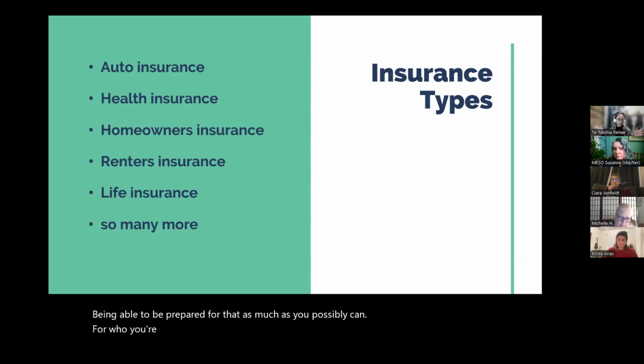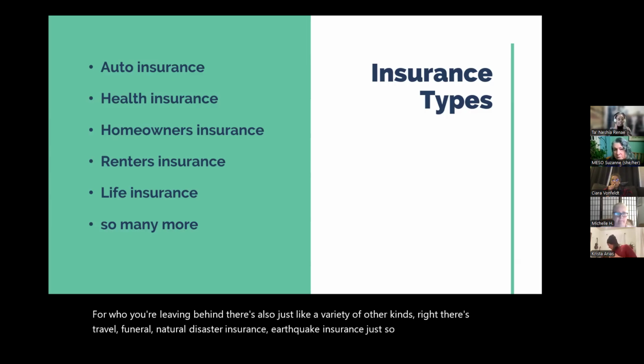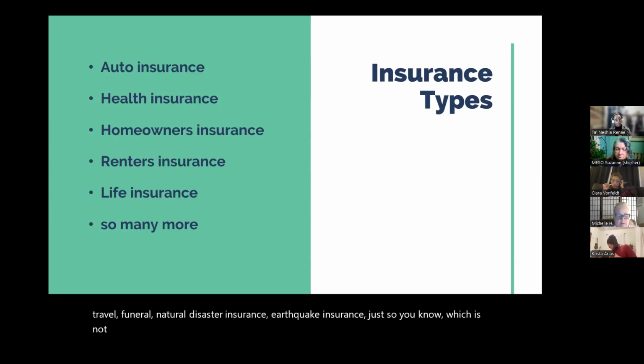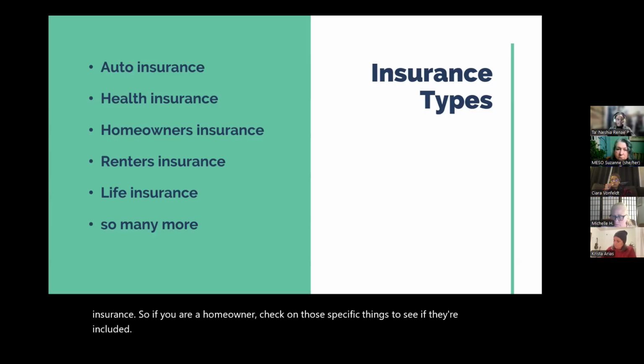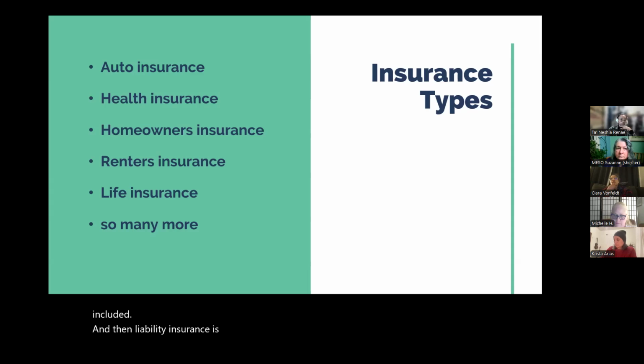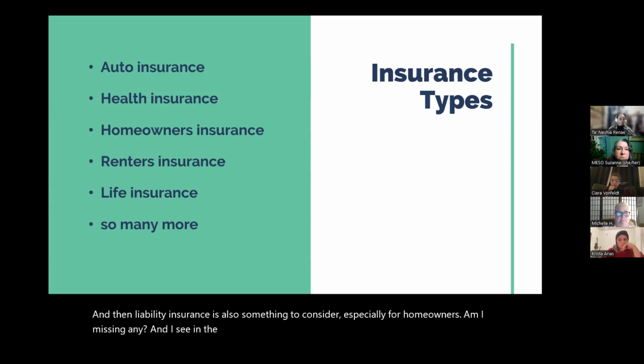There's also a variety of other kinds, right? There's travel, funeral, natural disaster insurance, earthquake insurance, just so you know, which is not usually included with homeowners insurance, and the same is also true about flood insurance. So if you are a homeowner, check on those specific things to see if they're included. And then liability insurance is also something to consider, especially for homeowners. Am I missing any? And I see in the chat that Michelle mentioned business insurance.